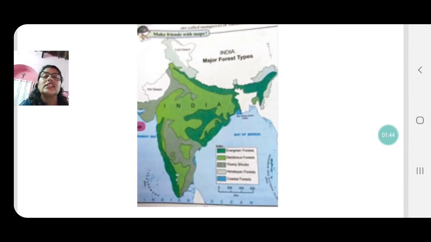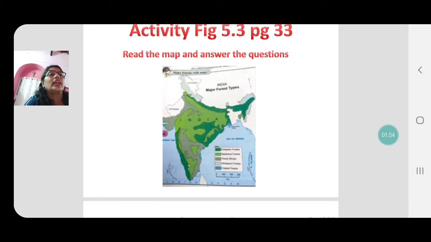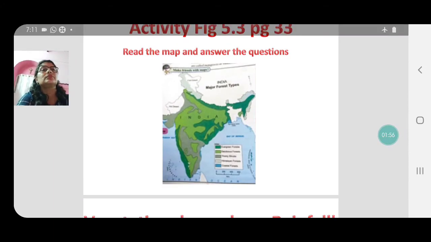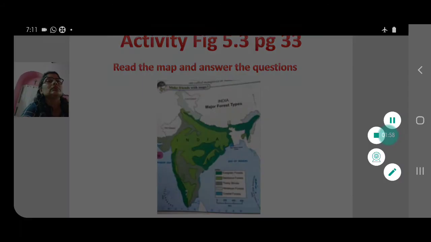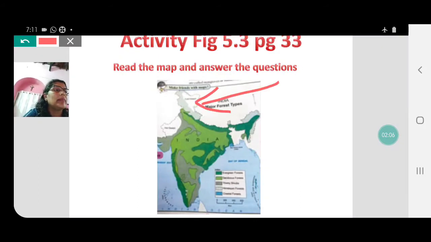The first question is, which forests are found in the western snow-capped regions? Those are the snow-capped regions. I will need a pen, so just a minute. The snow-capped regions here. You find the Himalayan type of forest, the Himalayan forests, which is shown in white.